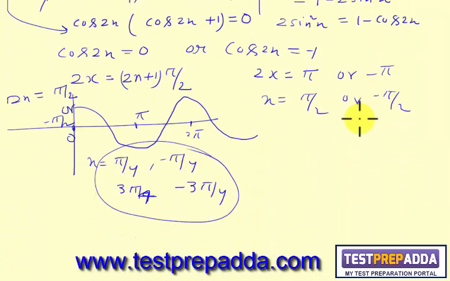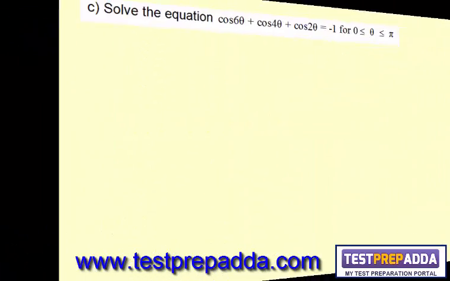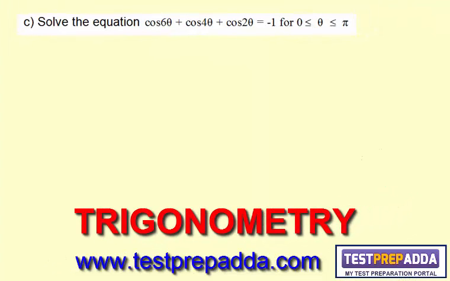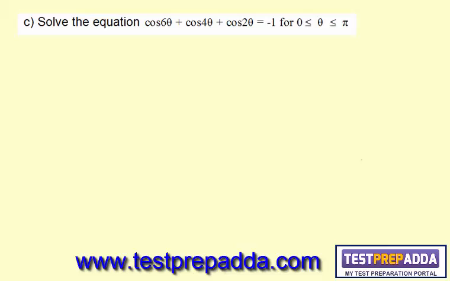Now I'll take another question here. The question says cos 6 theta plus cos 4 theta plus cos 2 theta is equal to minus 1 for the domain 0 to pi. Now the restricted domain is 0 to pi. Recall the approach which we discussed: we change the sum into product.